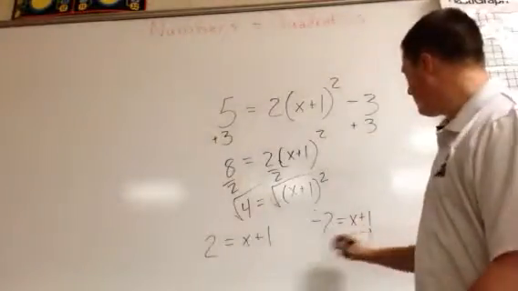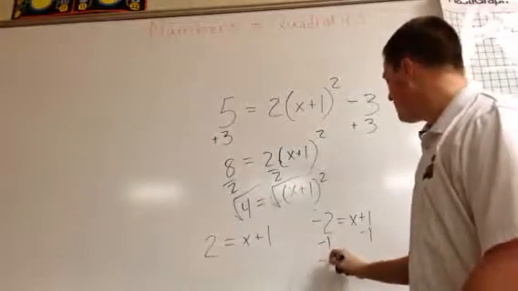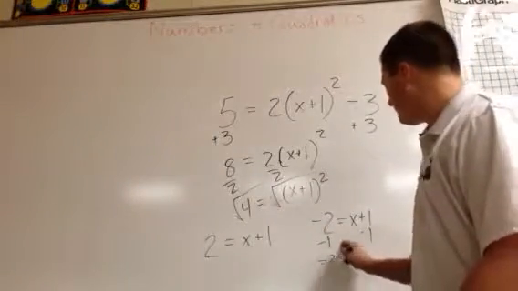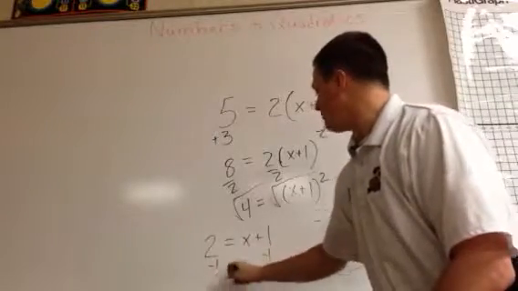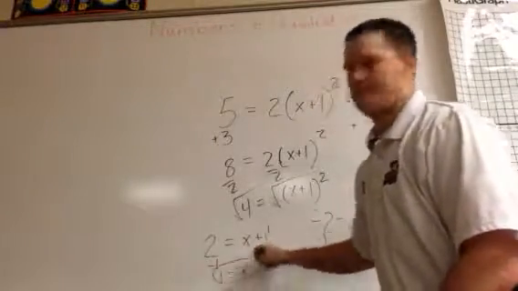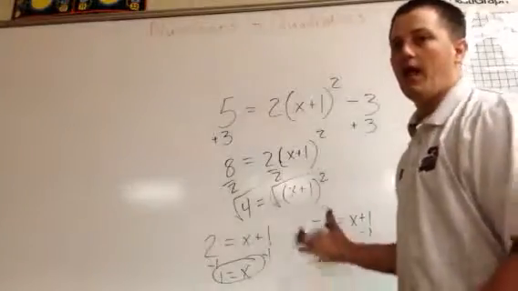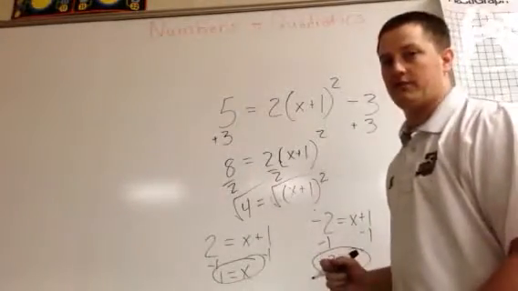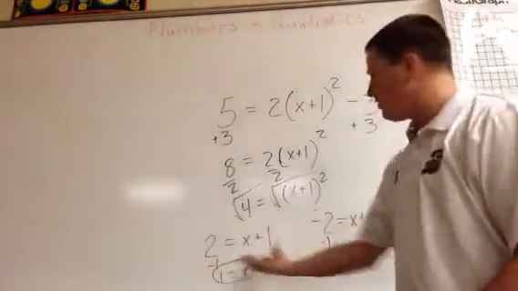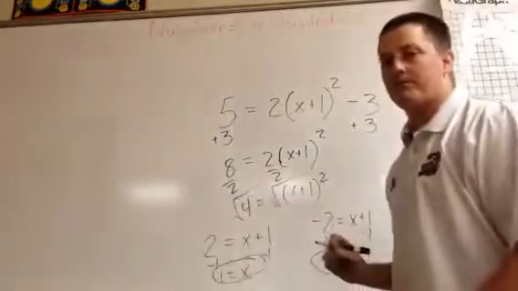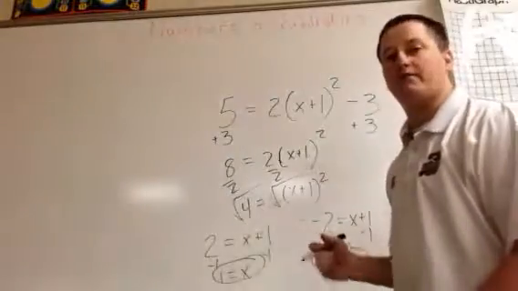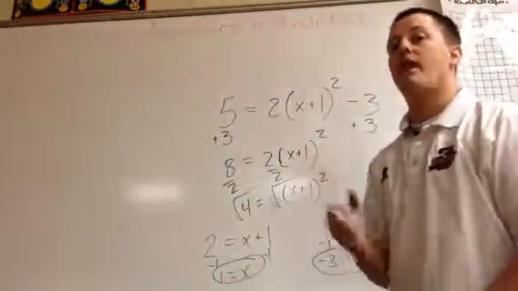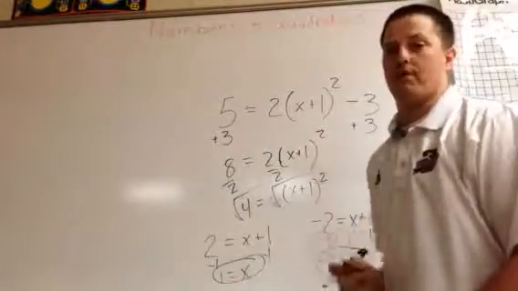When we finish solving these two problems, we end up with negative 3 equals x and positive 1 equals x. These are both rational answers because the radical came out perfectly. The square root of 4 is 2, which gives us both a positive and negative version. Let's see what happens when we don't get a perfect square root.